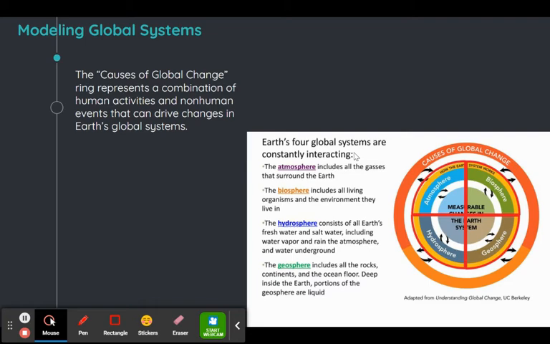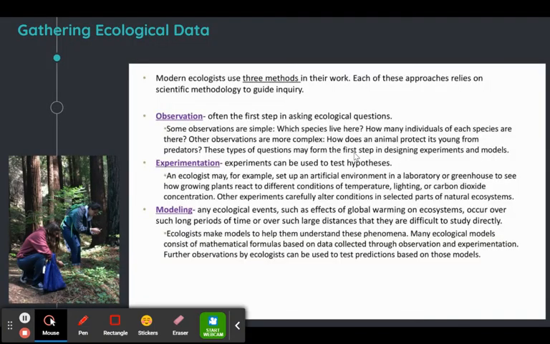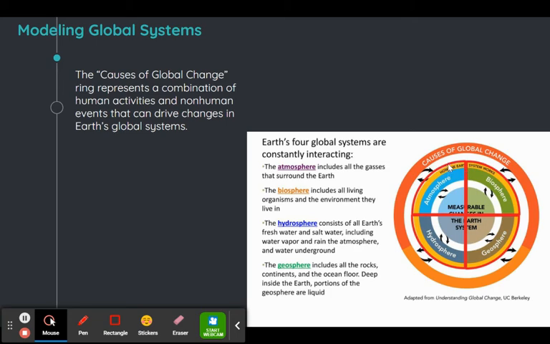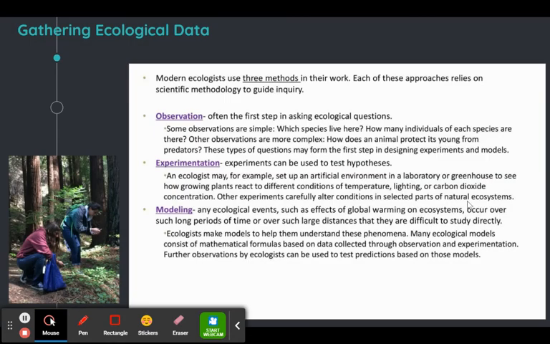When we study these global systems, we now add a layer called the causes of global change. It's a ring that represents a combination of human activities and non human elements that drive changes in the Earth's global system. All right, so we're going to be looking closely at causes of global change because the human activities and non human events impact all four of these Earth's global systems.